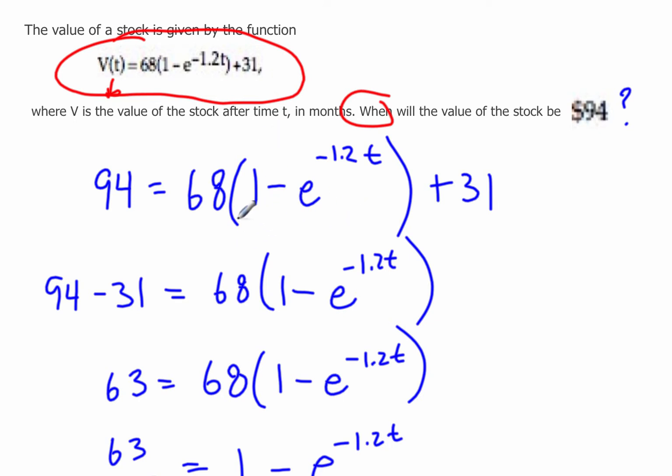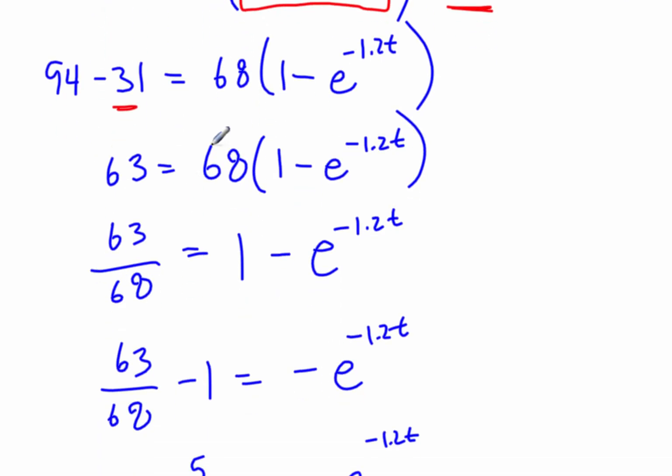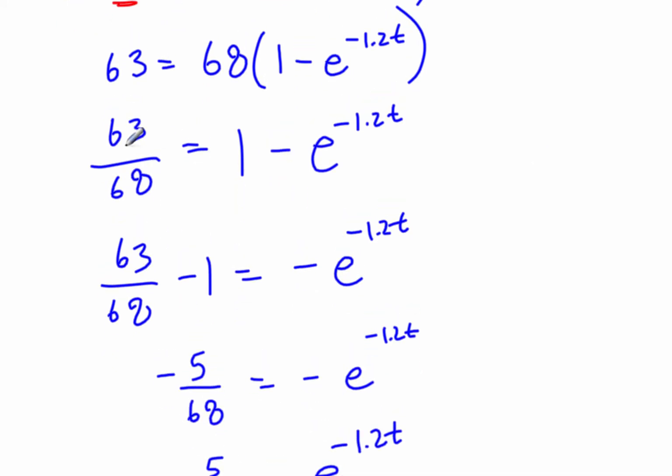So the first thing you want to do is isolate this whole term. I'll subtract 31 on each side. After I subtract the 31, I want to isolate just this stuff in brackets, so I'll divide each side by 68. I just left it as a fraction, but 63 over 68, whatever that is, 0.9 or something, is equal to 1 minus this.